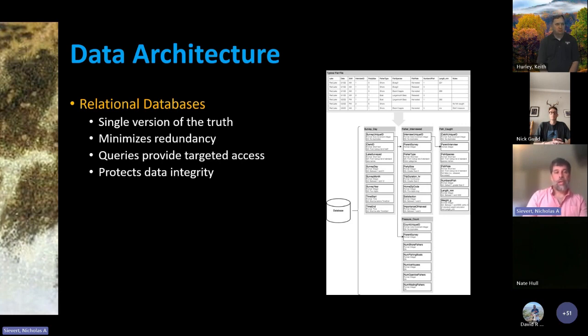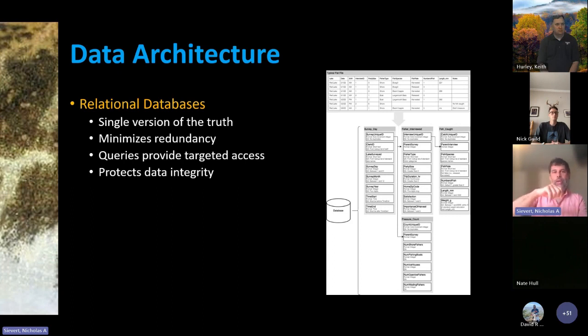Relational databases are great. They minimize redundancy. So we're talking about the hierarchical nature of these data sets. Instead of having a field in your data set that's lake name, and you have an observation for every single species, you don't have that lake name listed over and over and over.